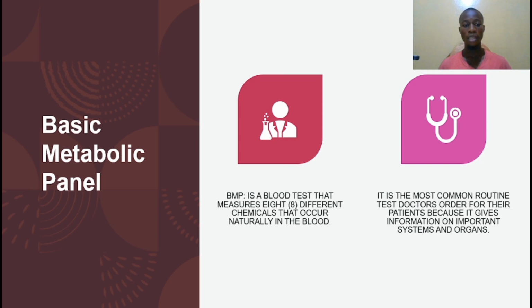So the basic metabolic panel is the most common routine test doctors order for their patients because it gives information about those important systems and organs. It is a very unique test that we need to understand and know what it is all about. Again, the basic metabolic panel test comprises 8 different biochemicals that are evaluated within the human body. So let's look at some keywords before we continue in this lecture.